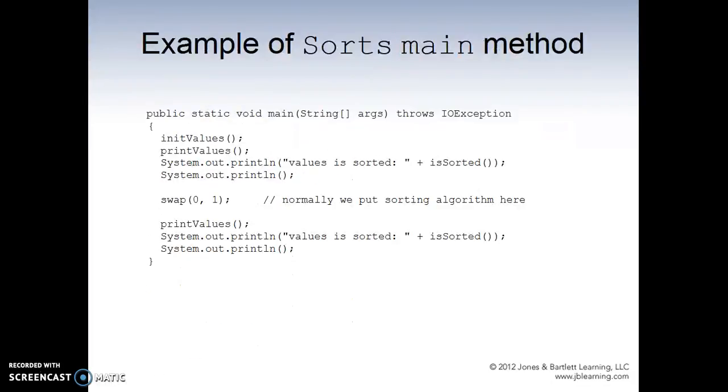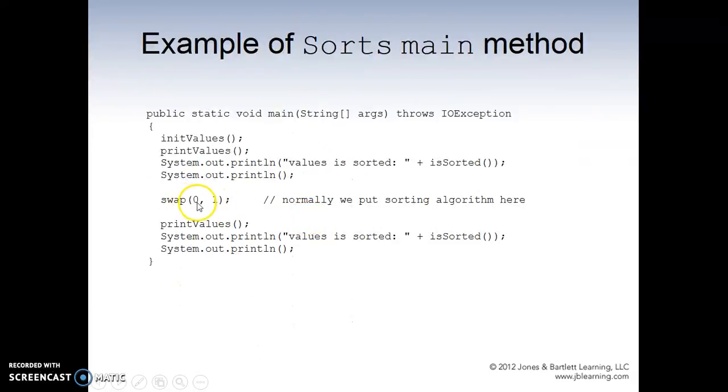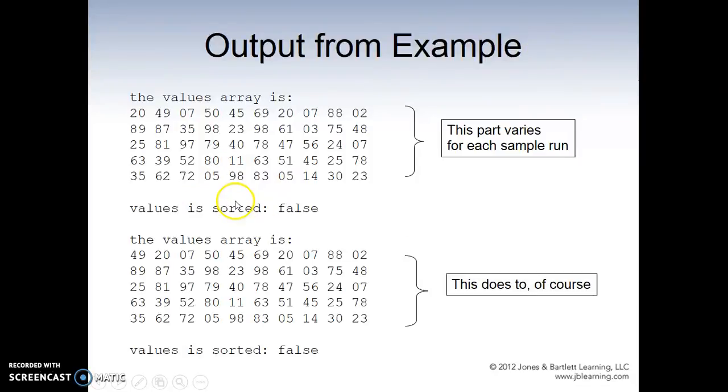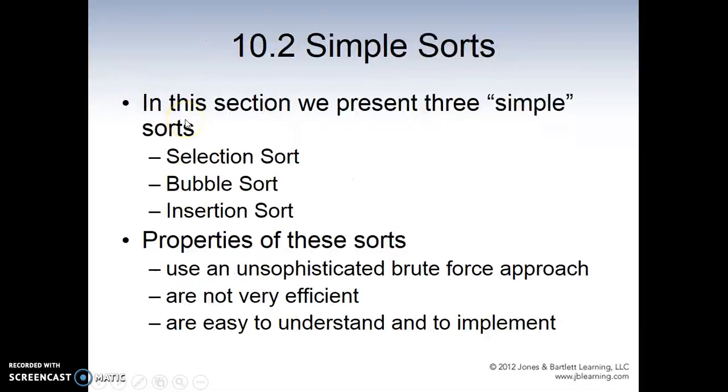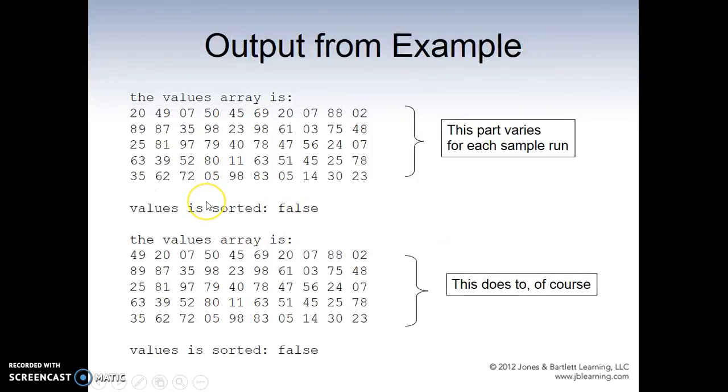When we talk about the print out here, you see the values are not sorted, it says false. And again, after we swap index 0 and 1, you see it's just switching between two values, and it's still not sorted. That's why we need to put the sorting algorithms here instead of just swap. But as part of sorting we need to swap.